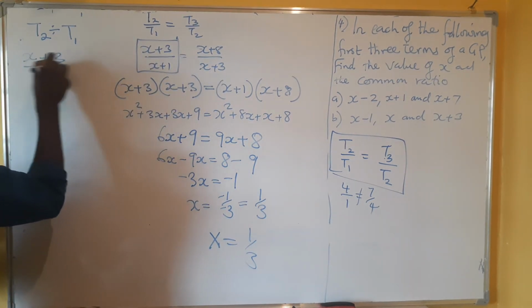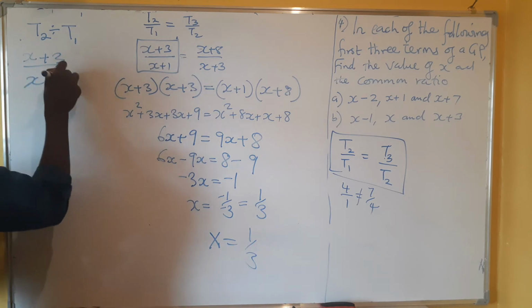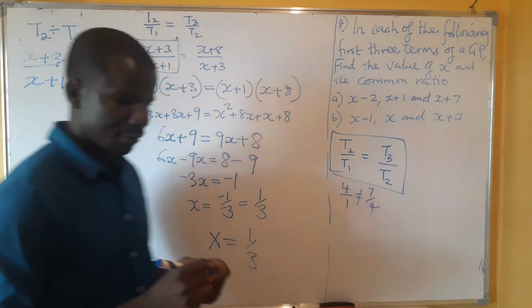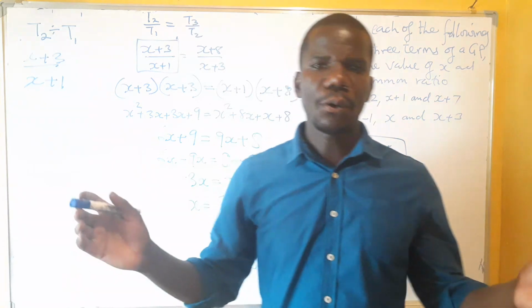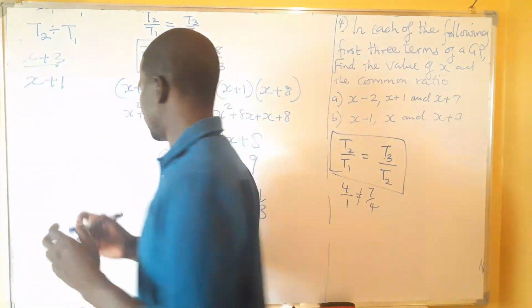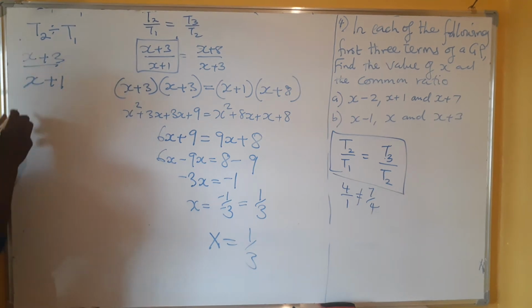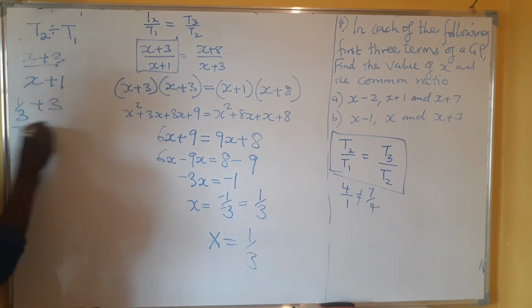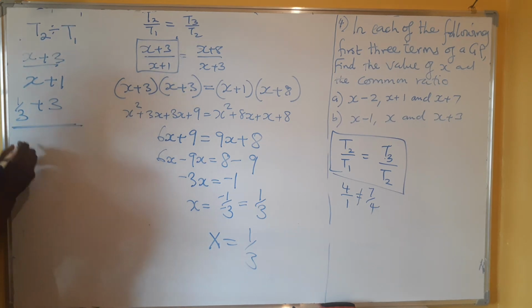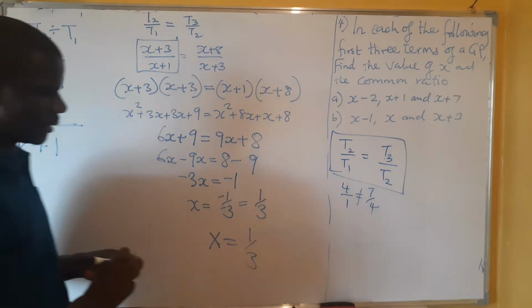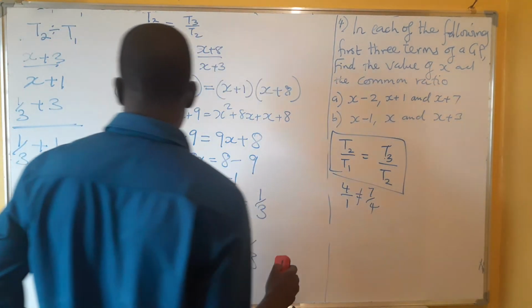3x plus 3 over x plus 1. Then I begin to replace, because now we know what x is. We can say up there we're going to have 1 over 3 plus 3 over 1 over 3 plus 1. So we work out these fractions now.